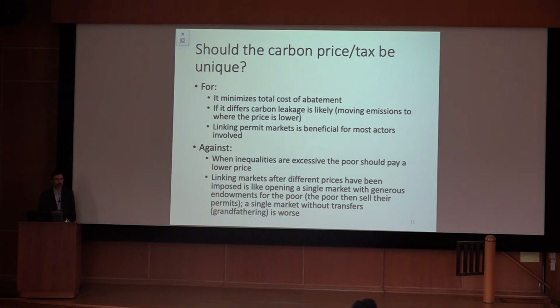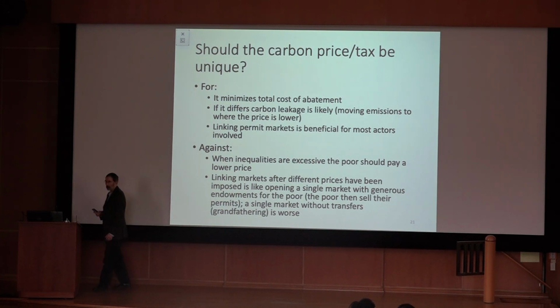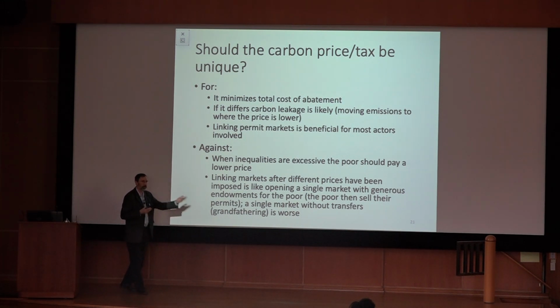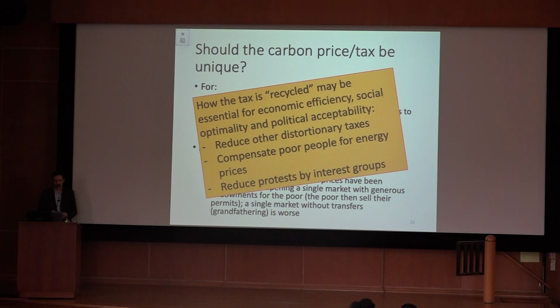The main argument against is that it doesn't take account of the fact that it imposes an excessive effort on the poor, and so we might want to differentiate the price so that the poor have a lower price to pay. One way to do it is to give them a lower tax. Another way is to give them subsidies, some money that compensates for the price. But if you don't do that, then a different price might be the only way to go. Okay, so these are the main things.